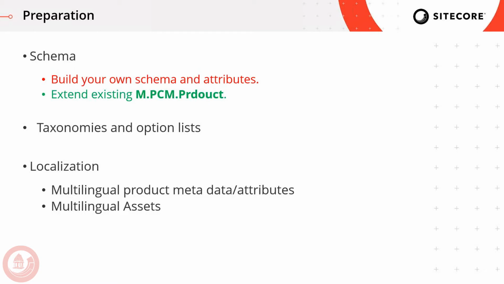Also, we need to think of an approach for how we can localize assets, because the input asset is not multilingual. Some of the fields, like the alternative text or the description text, are multilingual, but the image itself is shared, the binary itself is shared. So how can you accomplish that?